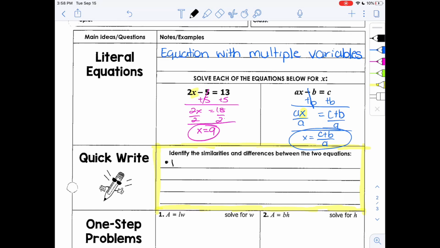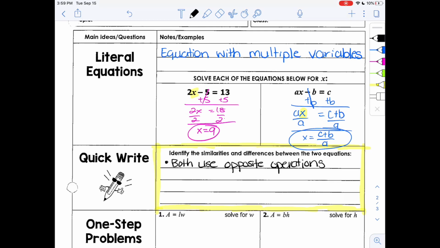So what you may have noticed is that both use the opposite operation. So when I went to solve them, instead of subtracting 5 or subtracting b, I did the opposite and added. As well as instead of multiplying by 2 or multiplying by a, I did the opposite and divided.